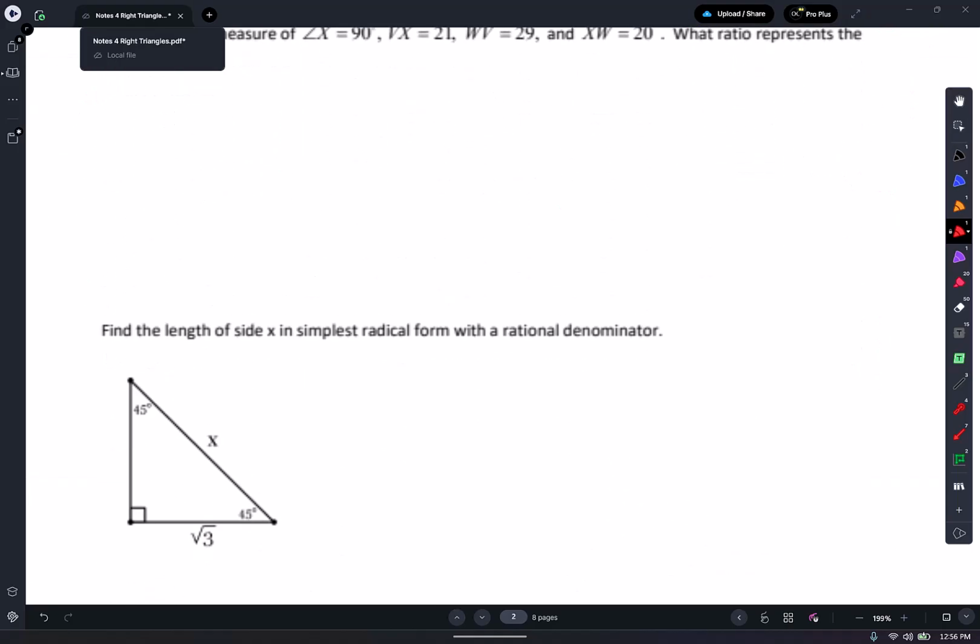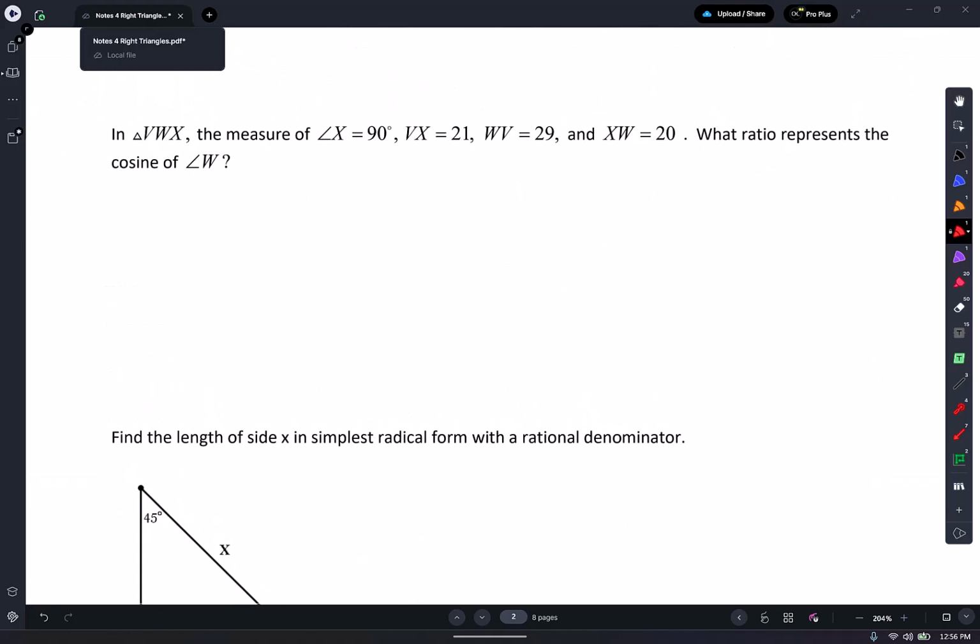All right. So here we go. This is still a review. Nothing in here is brand new yet. I'm going to write not to scale. It says in triangle VWX, the measure of angle X is 90 degrees. Okay, so make sure that angle X is 90 degrees. So here's X. And then it says VX is 21. It doesn't matter where you put the V and the W. So VX is 21, so I'm going to write 21. WV is 29. WV 29. And XW is 20. XW 20.